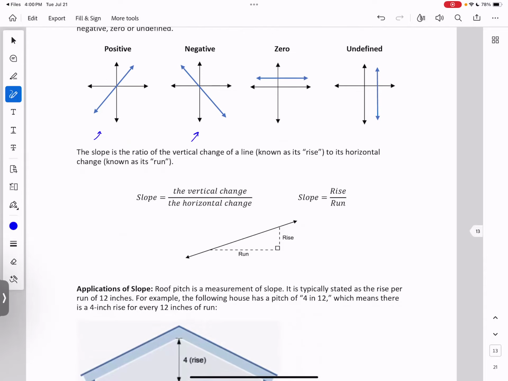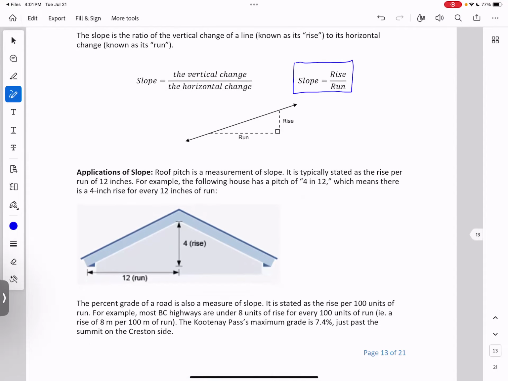Slope is really just a ratio of how much the line rises compared to its horizontal change, which is known as its run. So slope is the vertical change between 2 points divided by the horizontal change between those same 2 points. And so you can kind of abbreviate that as rise over run.